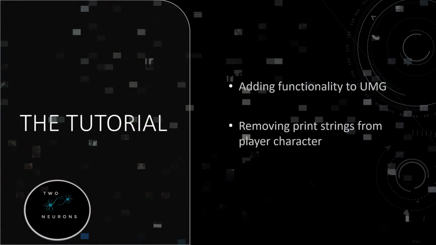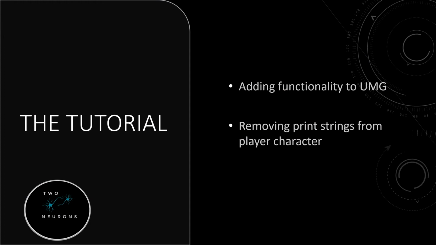So, as I've already said in this tutorial, we'll be adding functionality to our UMG, which means we'll be getting information from our player and passing it to our widget. And in doing so, we also get to remove those annoying debug print strings from our character. Oh, thank God. So, we need to cover some things we've already talked about, just as a review before we get into the meat of this prep video.